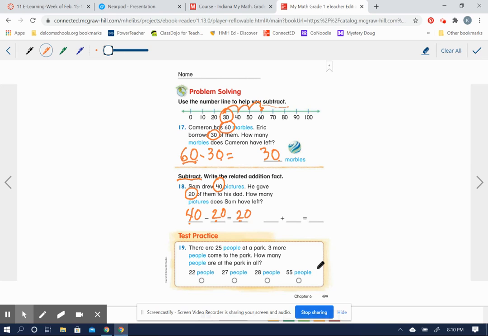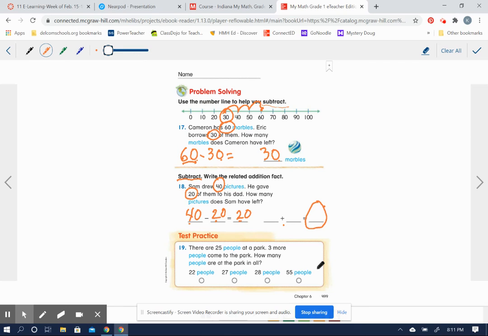Okay, now we're going to make an addition sentence. Here's the thing I noticed when I was checking the homework from earlier this week when we did the related addition sentences: we forgot that we're going to use these same numbers, 40, 20, 20, but there's a certain order that they need to go in. If we have an addition sentence, the answer to an addition problem is called the sum. Remember, part plus part equals the whole, and the whole is the biggest number.